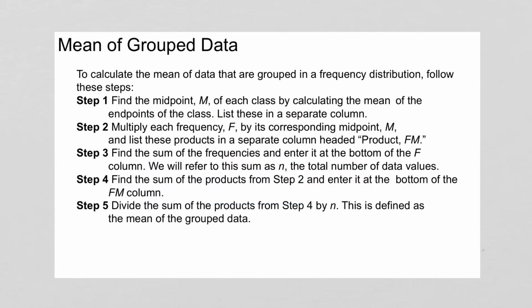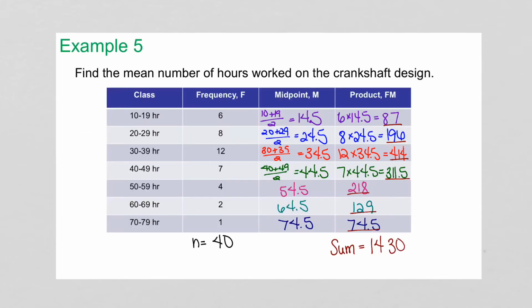And last, divide the sum of the products by N. So we'll take 1430 divided by 40 and get 35.75, or about 35.8 hours.